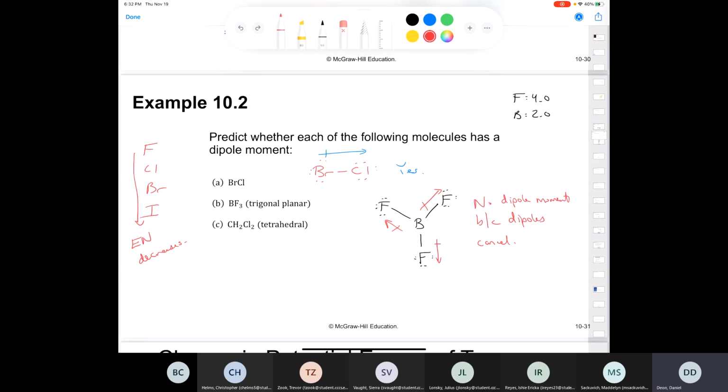Well, let's look at one more example. I'll go over this one a little bit quicker. It's CH2Cl2. It's called dichloromethane. I'll give you a second to think about it while I move some things around here.